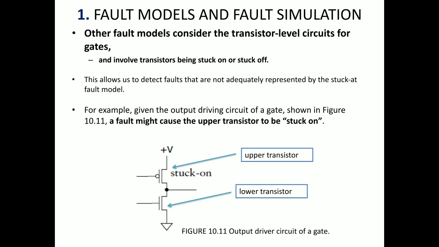The figure 10.11 shows two transistors, the PMOS transistor and the NMOS transistor. You can see this is the PMOS transistor, where the bubble is there. This is called PMOS, and the one below is NMOS. The upper one is called the upper transistor, also called the pull-up transistor, and the lower one is called the lower transistor, also called the pull-down transistor.